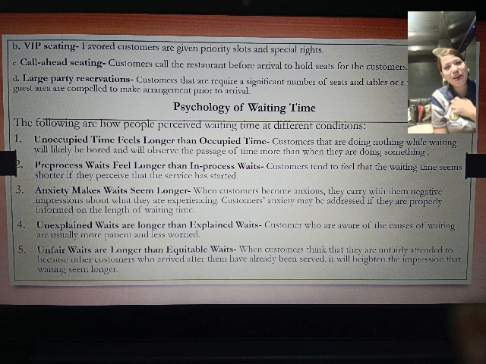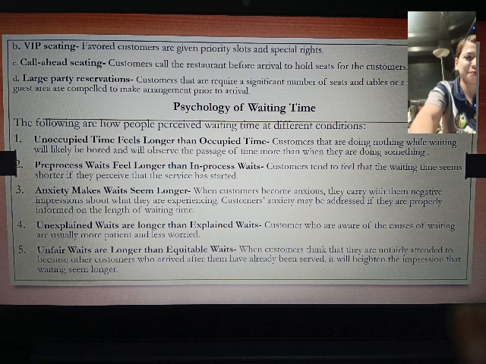So, we also have a psychology of waiting time. We have here the following, how people perceived waiting time at different conditions. First in the list is unoccupied time feels longer than occupied time. So customers that are doing nothing while waiting will likely be bored and will observe the passage of time more than when they are doing something. So it feels longer for them na maghinulat kung waray binubuhat. So while waiting, itong mga customers, they feel bored while waiting, of course.